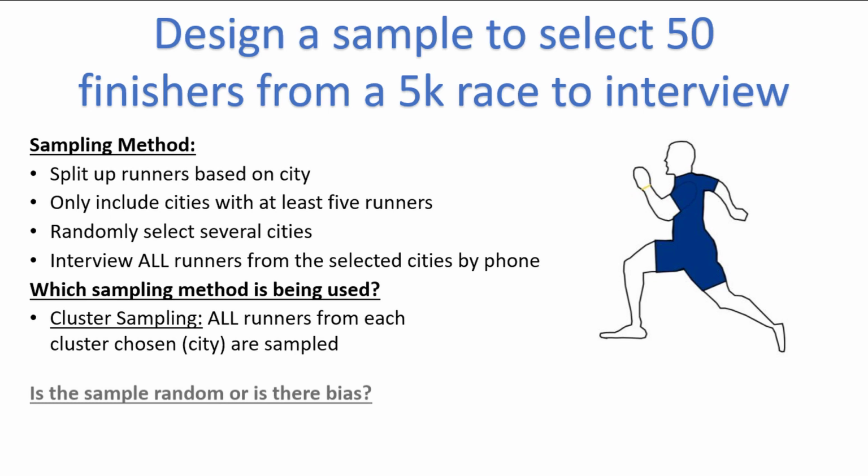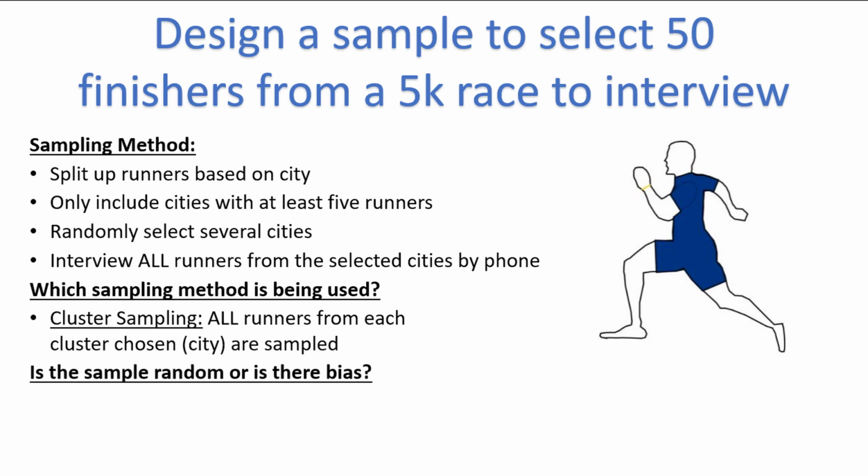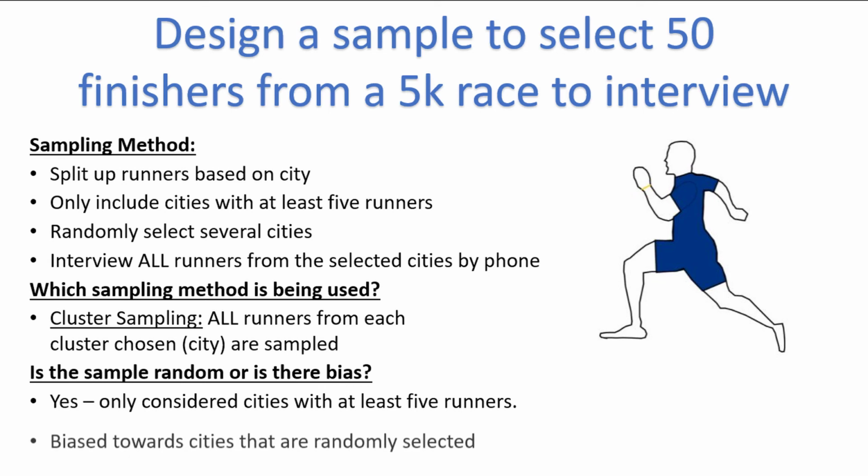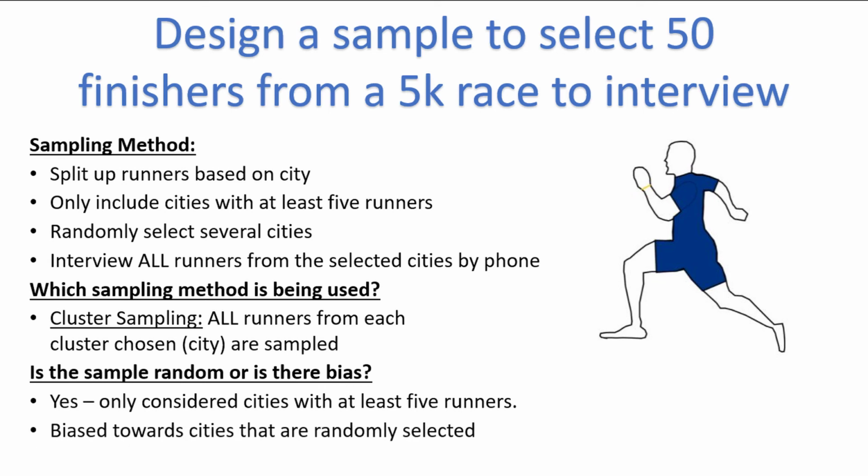Is this sample random, or is there any bias or any other problems with the sampling method? In this case, there are a number of different problems. Firstly, we are only considering cities with at least 5 runners, meaning that many individuals from our population can't be selected at all. Secondly, the results are biased towards whichever cities are randomly selected. If the city in which the race took place is not one of the selected cities, then no one's voice from the local community is heard in the survey results. Also, since the survey is to be conducted through telephone, many people will likely not answer if they don't recognize the phone number.